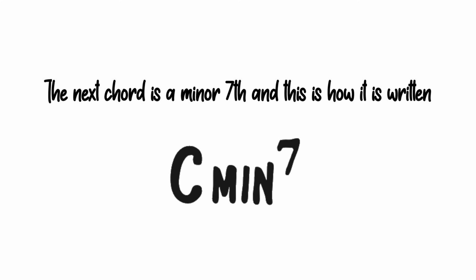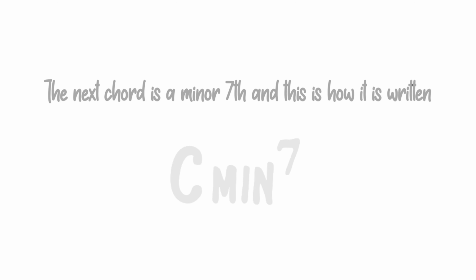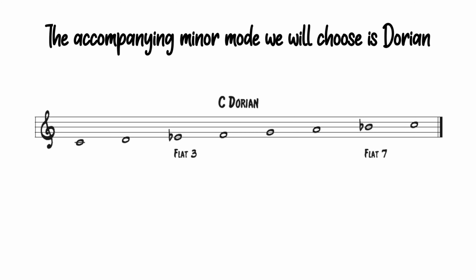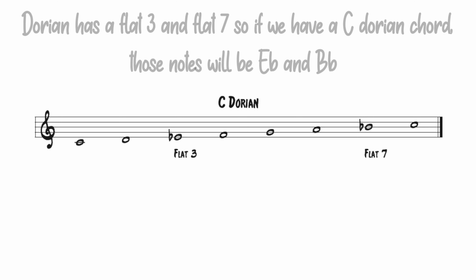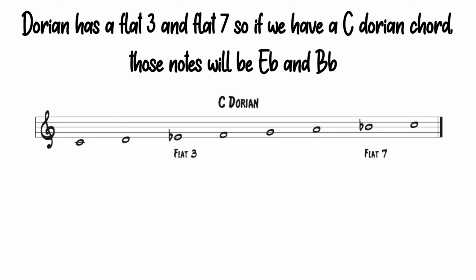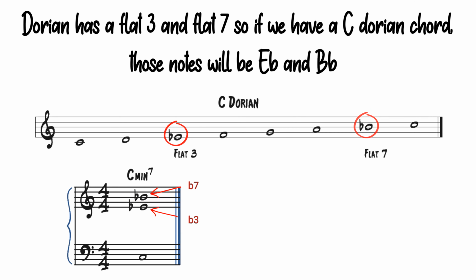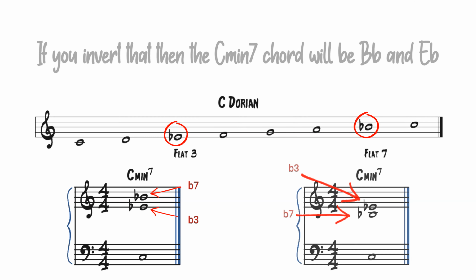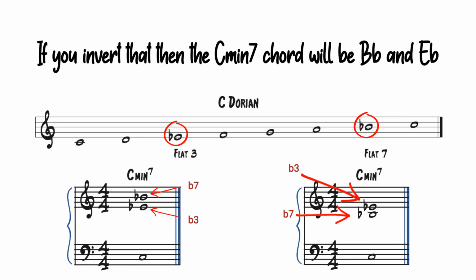Minor 7. The next chord is a minor 7. This is how it is written. The accompanying minor mode we will choose is Dorian. Dorian has a flat 3 and flat 7, so if we have a C Dorian chord, those notes will be E flat and B flat. If you invert that, then the C minor 7th chord will be B flat and E flat.